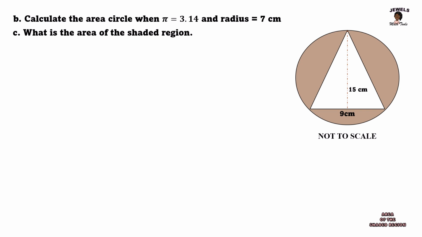Let's read our instructions. So our instruction for part B says to calculate the area of our circle when pi is equal to 3.14 and the radius is 7 centimeters. So let's work out part B. And after we're done working out part B, we will begin working out the final stage of our question, which is the shaded region. So let's work out part B.